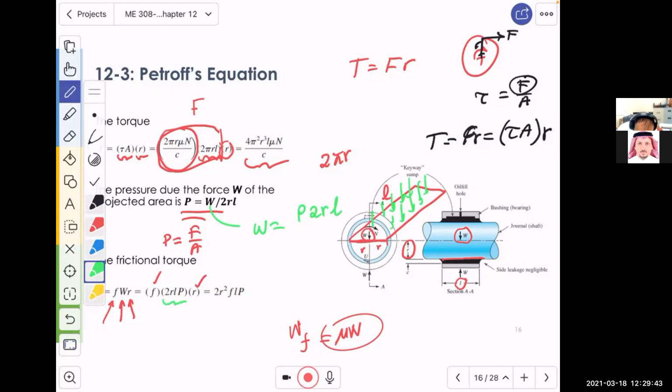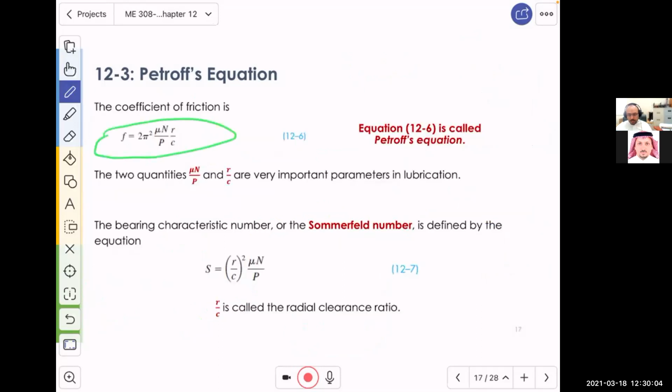So look, this is now the friction. I mean, not the friction, this is the torque. The frictional torque is equal to this. Now, using these two relations, this is what Petrov did. He came up with the coefficient of friction equation. Now look, inside this equation, there are very important numbers. So F is equal to 2 pi square mu n divided by P multiplied by R over C.